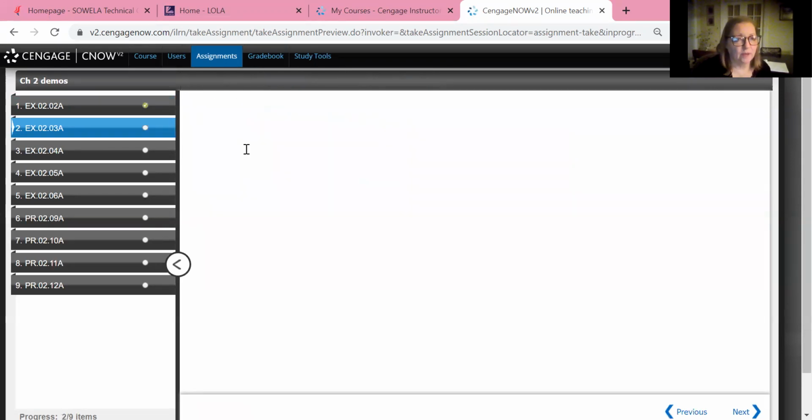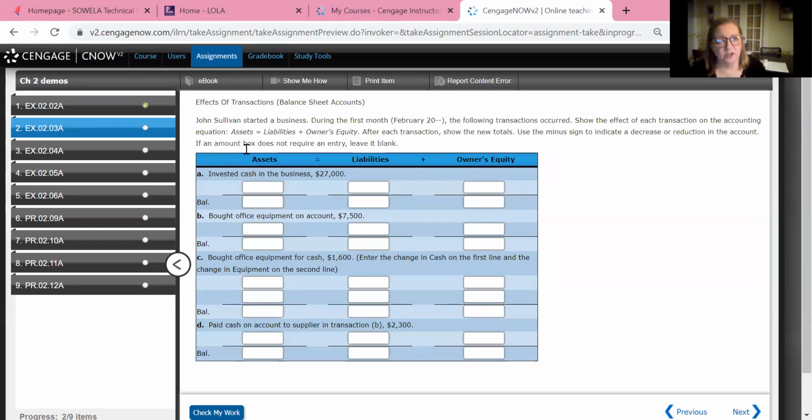These are just from the back of the chapter. I'm doing them in Cengage, but they're the same problems that are in the book, starting on page 42. So we're going straight down the line for a few problems. This one is John Sullivan starting a business. During the first month, the following transactions occurred. Show the effect of each transaction on the accounting equation.